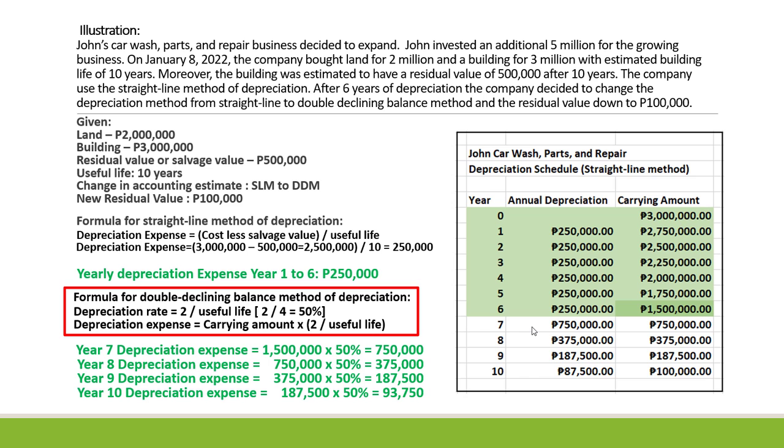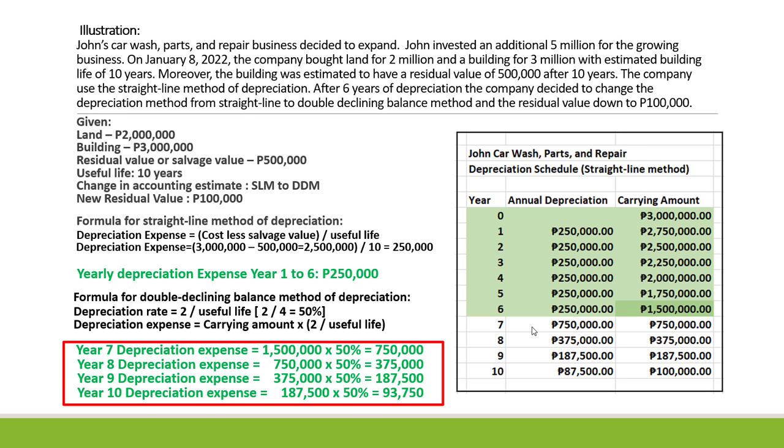Ang sabi sa problem, after 6 years, nagkaroon ng change in accounting estimates sa depreciation method. And since 10 years ang life ng building, merong pang 4 years na natitira at sa 4 years na yon, ang gagamiting method ay double declining method. Nakuha yung rate na 50% sa 2 divided by remaining useful life or 2 divided by 4. Kaya ang depreciation sa year 7 ay 750,000 pesos na nakuha sa 1,500,000 pesos times 50%.